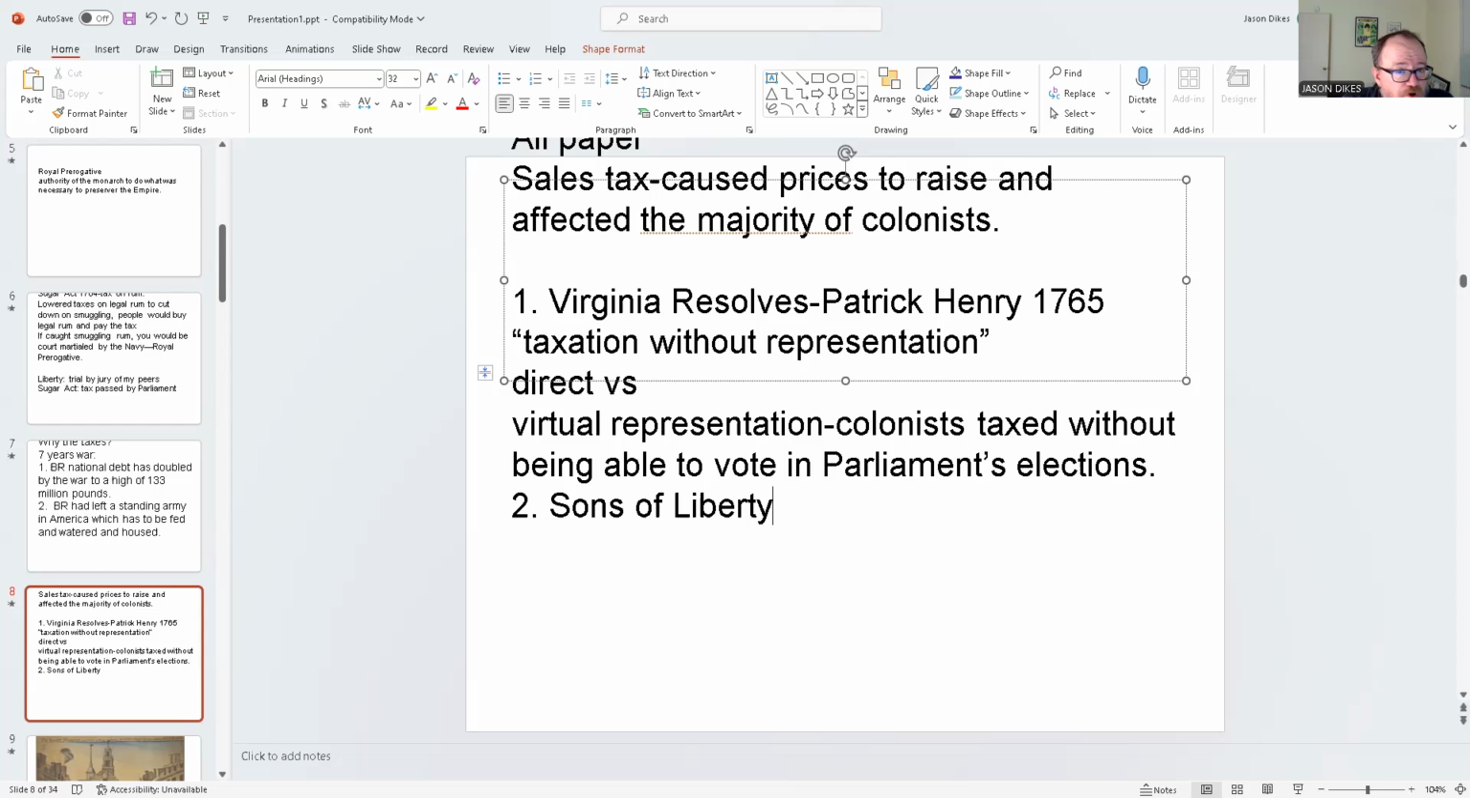And their tactics worked. Eventually, it got to the point where nobody would sell the tax stamps. Okay? Nobody wants to get their house burned down, and you definitely don't want to be tarred and feathered.